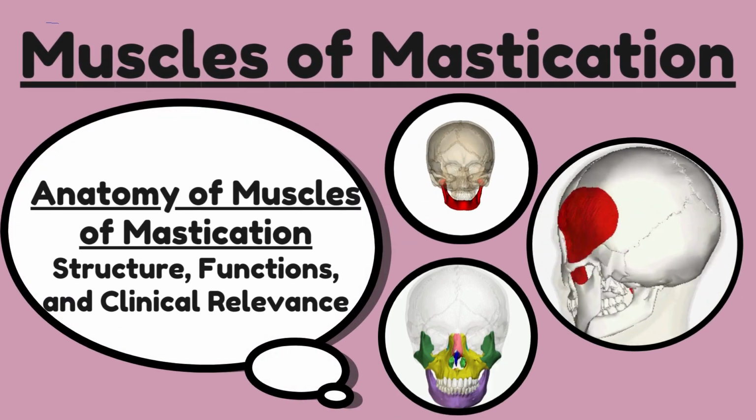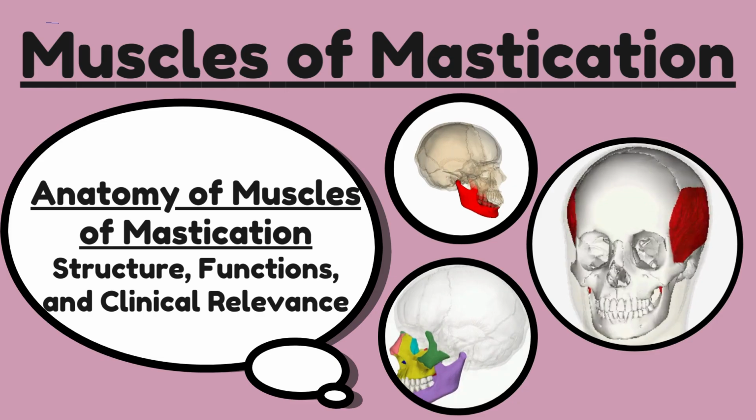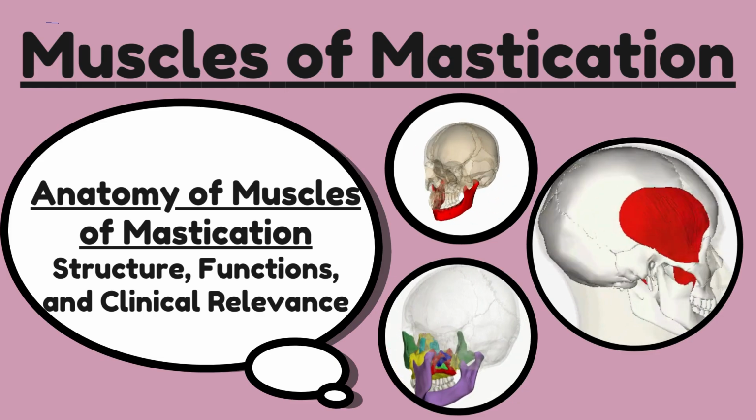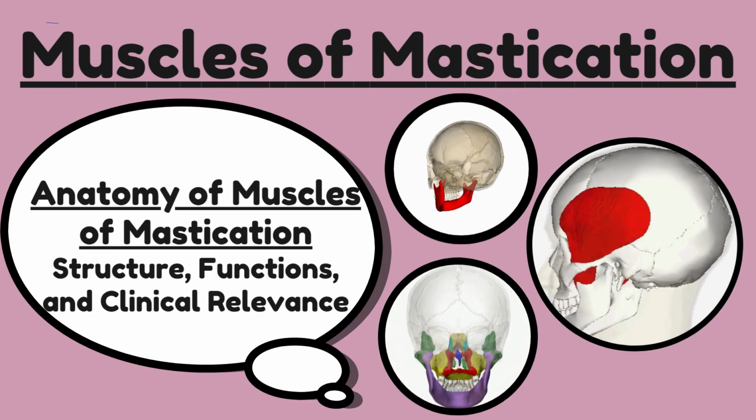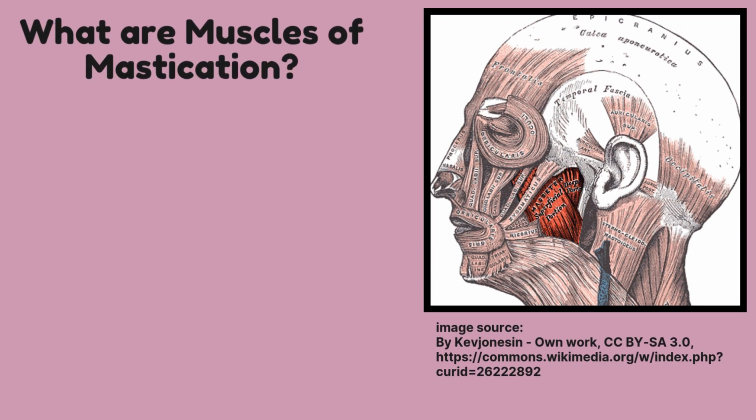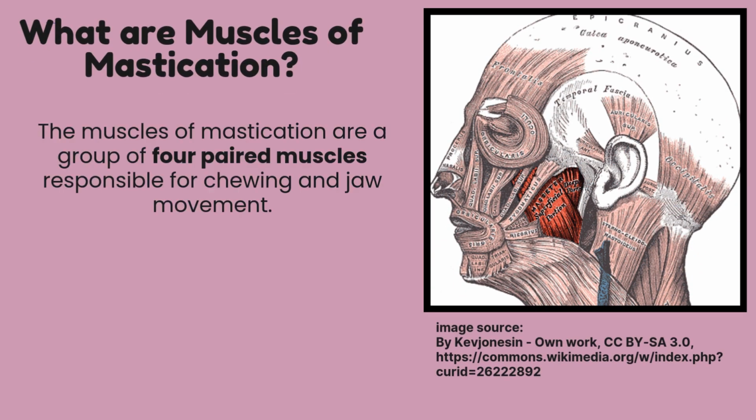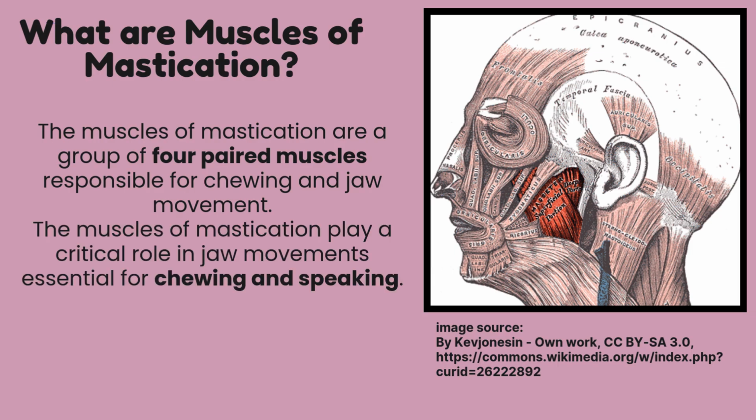In this lecture, we will study the anatomy of the muscles of mastication, their structure, functions, and clinical relevance. What are the muscles of mastication? The muscles of mastication are a group of four paired muscles, responsible for chewing and jaw movement. The muscles of mastication play a critical role in jaw movements, essential for chewing and speaking.